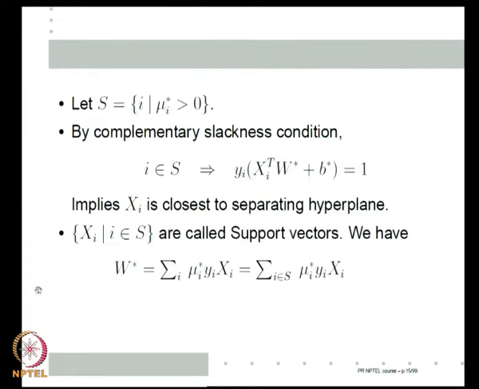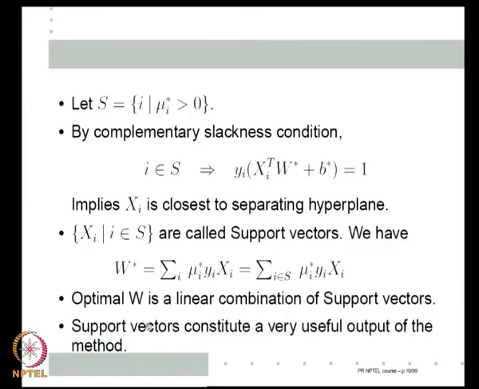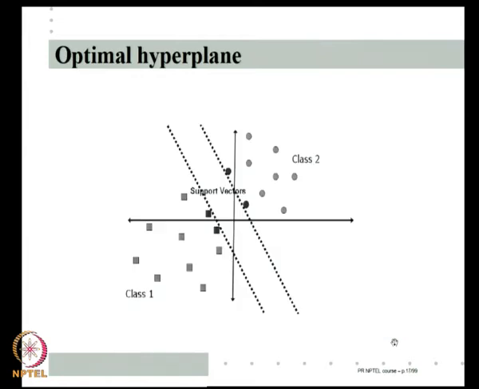We have already seen while discussing perceptron that any separating hyperplane will be a linear combination of xi, but the optimal separating hyperplane is a linear combination of some of the xi, not all, only what we call the support vectors, and the linear combination involves the corresponding Lagrange multipliers. So, optimal W is a linear combination of support vectors, right, and in this sense support vectors constitute a very useful output of the method, right.